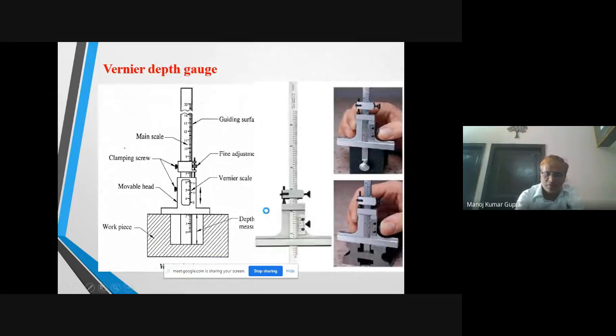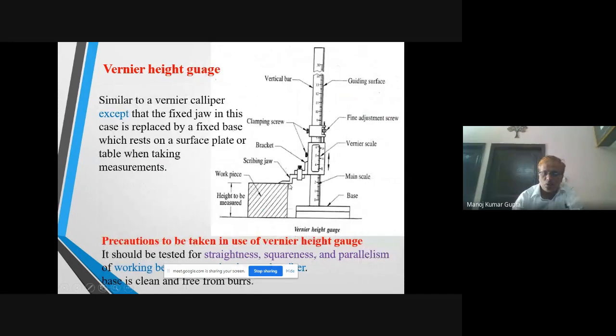Then we will place this on a level table, and the jaw will strike at the top of this. Then we can measure the height of this block with the help of this scale. This is the main scale, and this is the vernier scale. Similarly, we can calculate the least count, then the main scale reading and vernier scale reading. We can convert that reading into the dimension of this height.